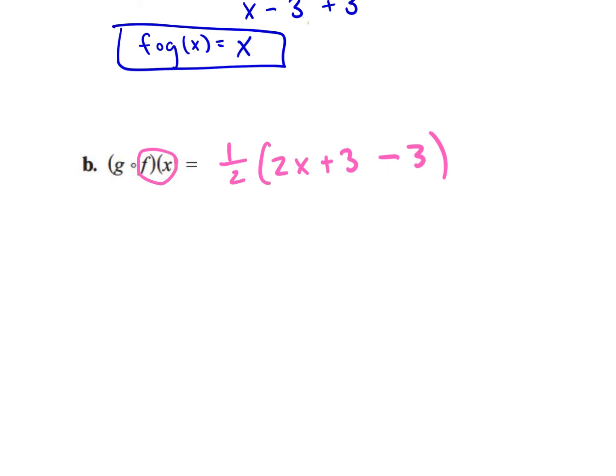What can I do first here? Cancel out the 3's. So plus 3 and minus 3 would cancel. So then I'm left with 1/2 times 2x. And 1/2 and 2 cancel out. They become 1. So this would just be x. So g of f of x is x.